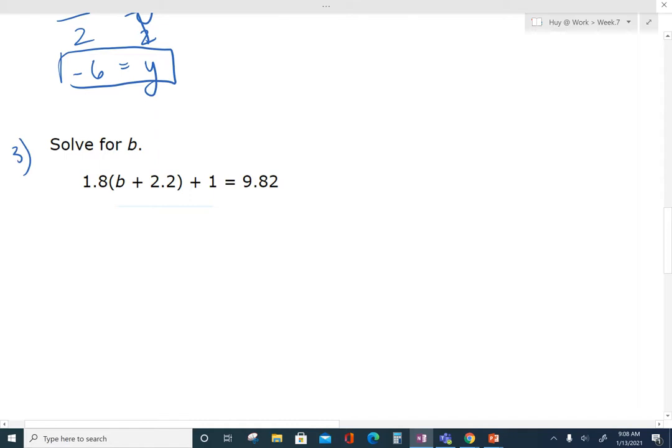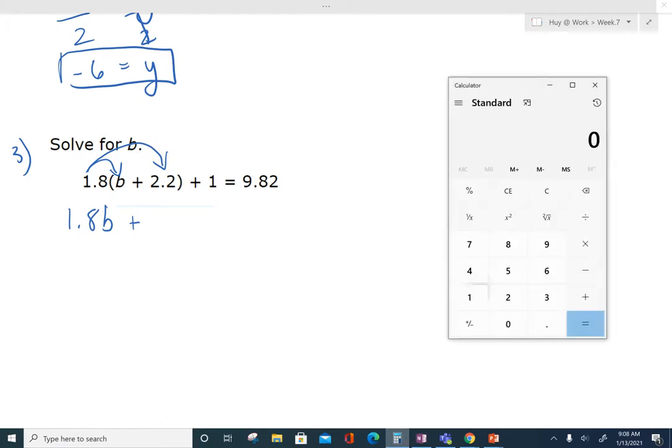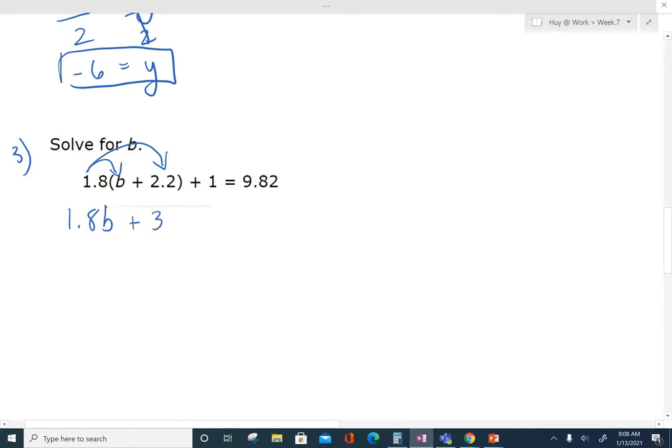So third example now, we have to start with distributing here. So 1.8 times b is 1.8b, and then 1.8 times 2.2. That's a positive. Pull up my calculator. 1.8 times positive 2.2 equals 3.96. And then we have a plus 9.82.